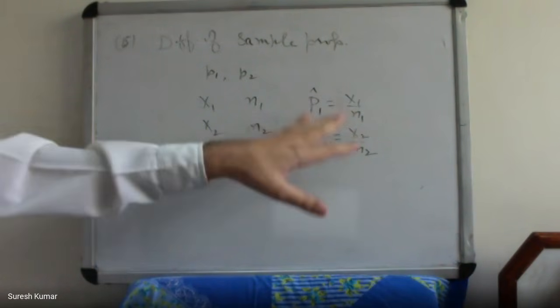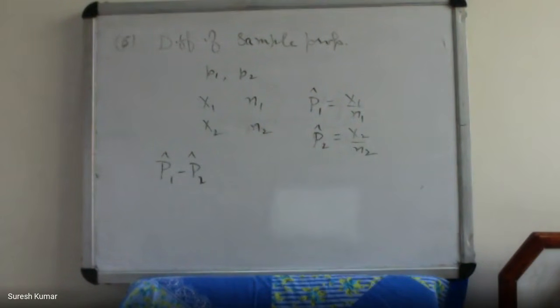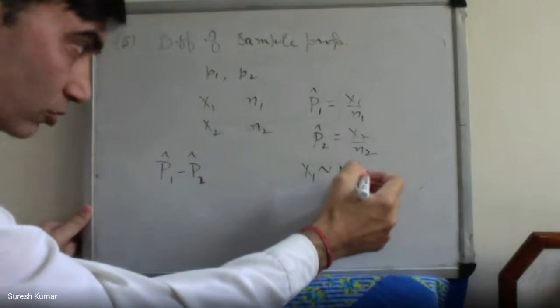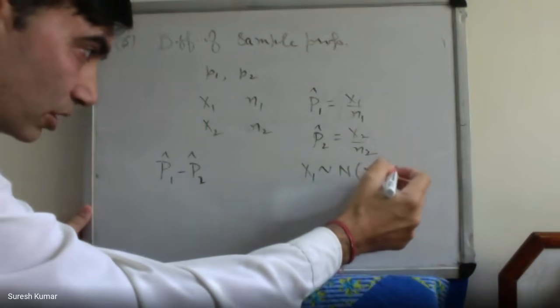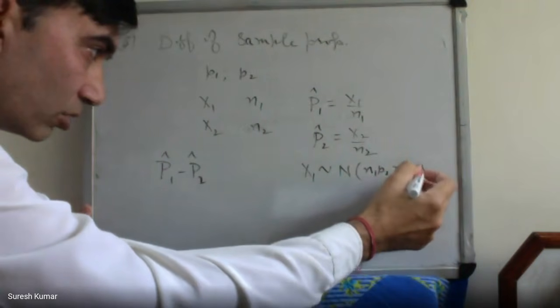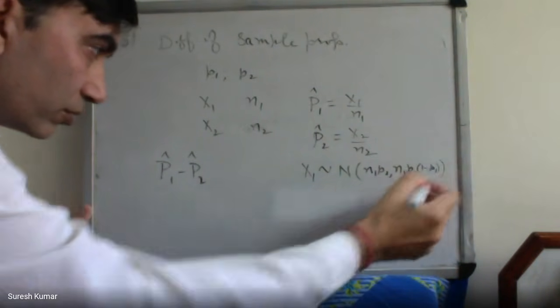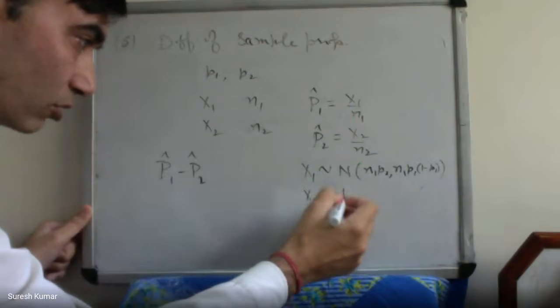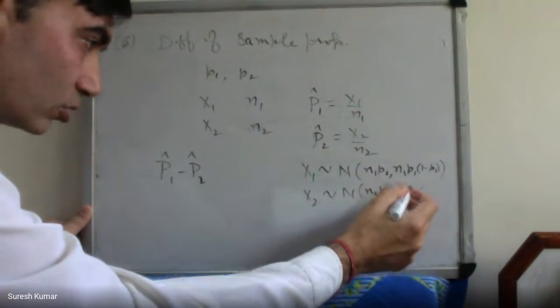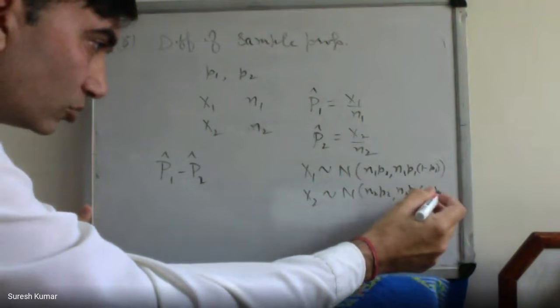So let's say these x1, x2 satisfy those normality conditions, meaning x1 follows a normal distribution with mean n1 p1 and variance n1 p1 into 1 minus p1. Similarly, x2 follows a normal distribution with mean n2 p2, variance n2 p2 into 1 minus p2.